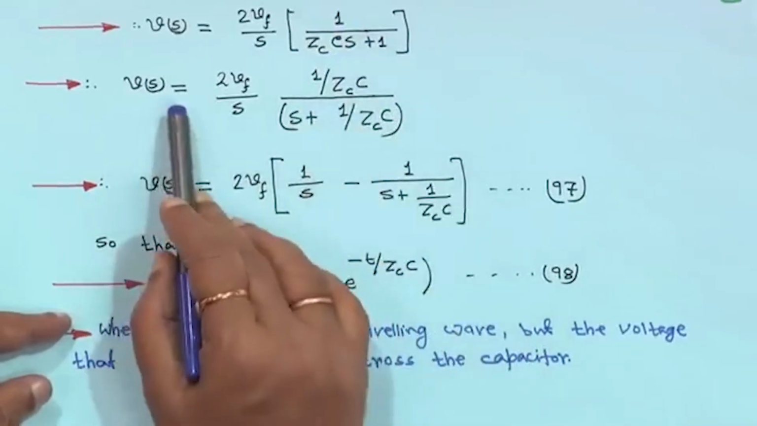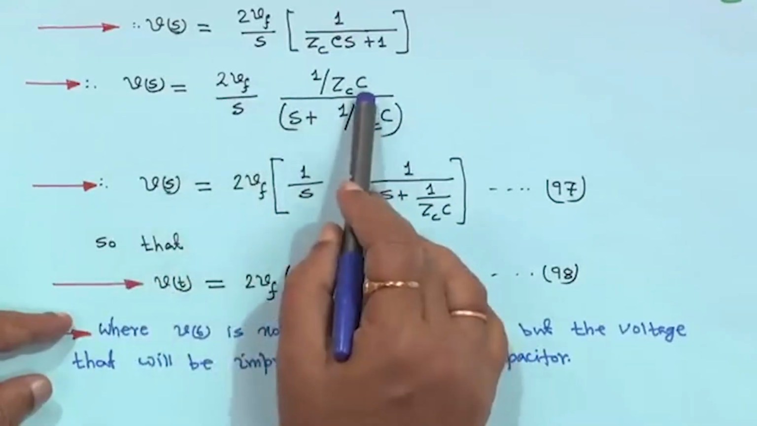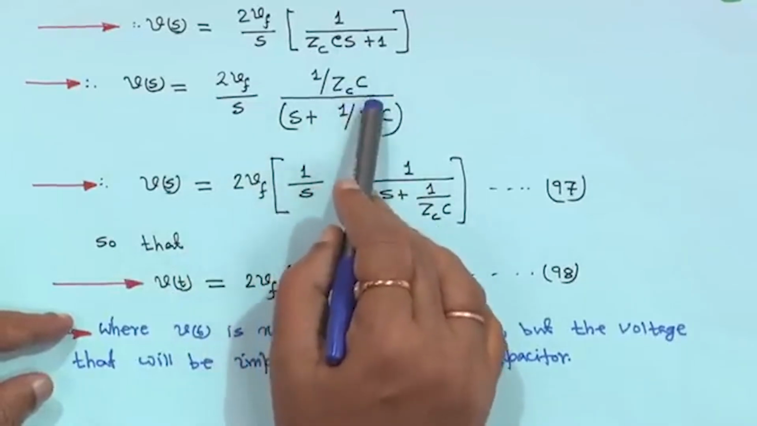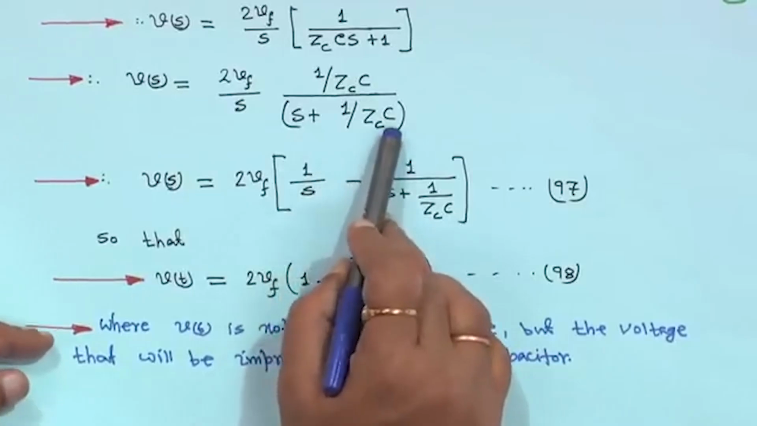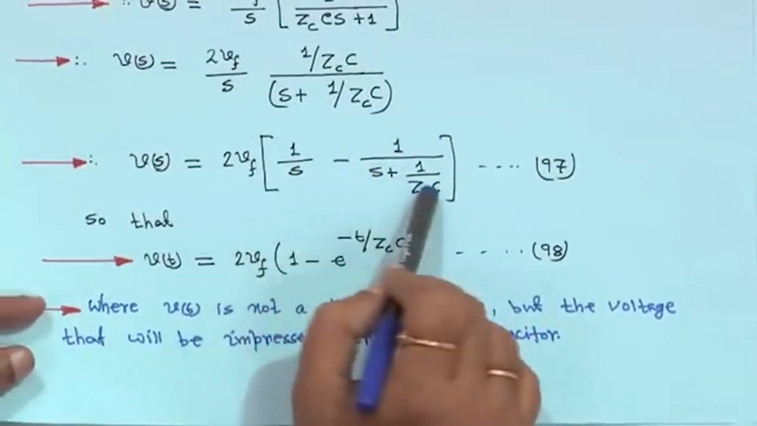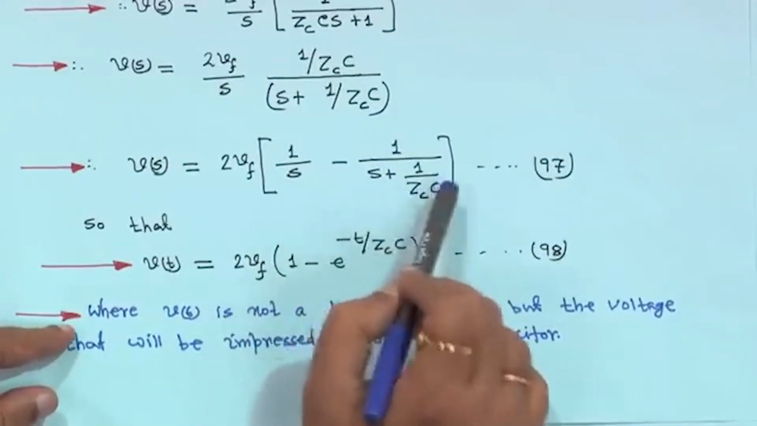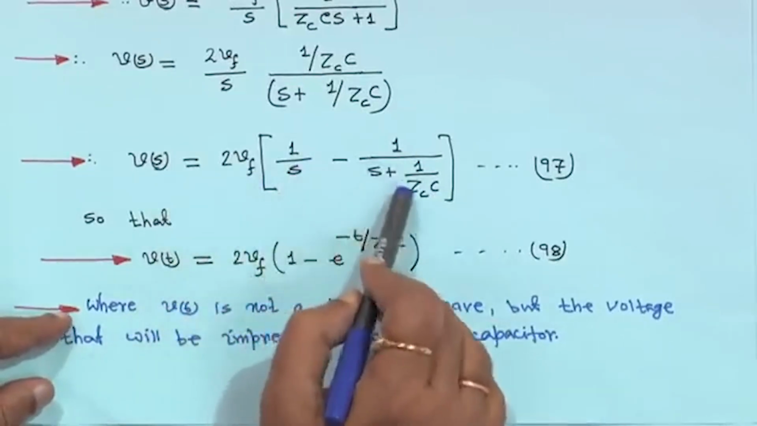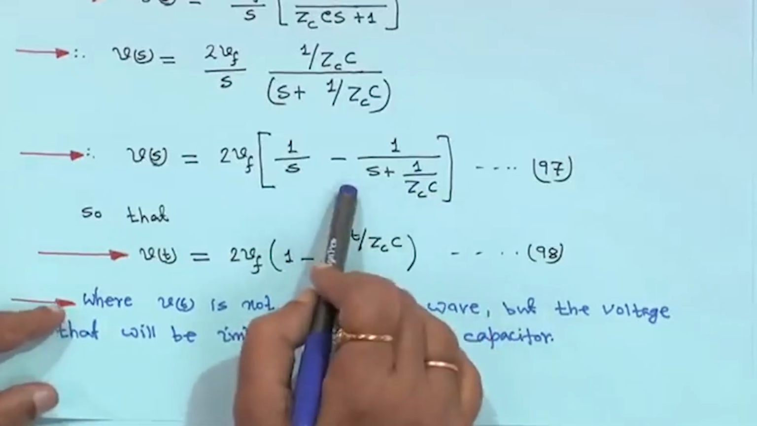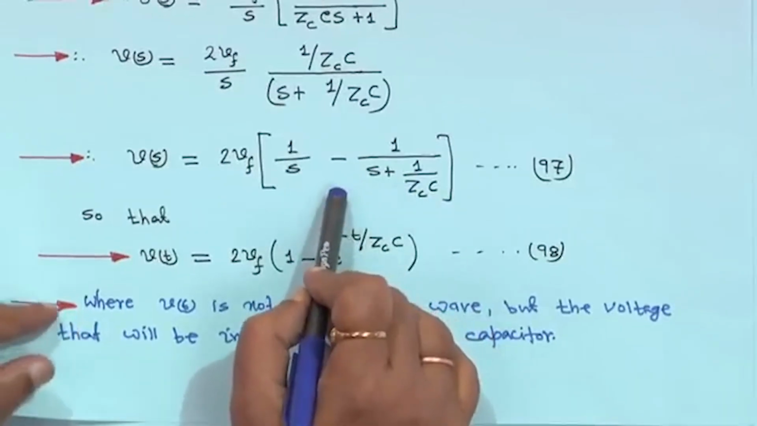So, Vs is equal to 2Vf upon S. You rewrite this equation like this: 1 upon Zc into C divided by S plus 1 upon Zc into C, and if you go for partial fraction, then it will be Vs is equal to 2Vf times (1 upon S minus 1 upon S plus 1 upon Zc into C). This I am not showing, I think you know that.